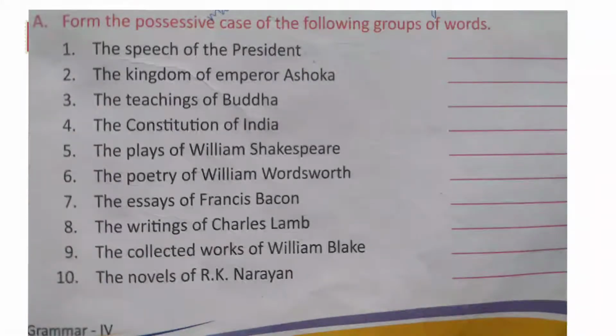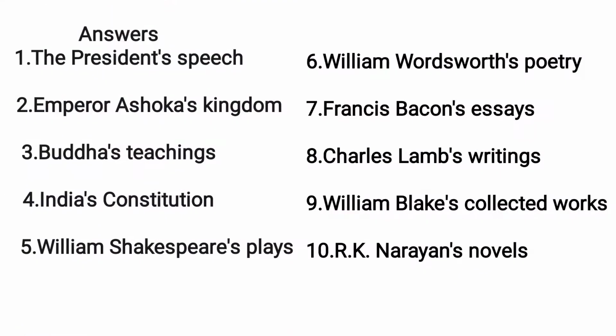Okay. Now let us see the answers. Everyone, you can note down these answers in your book. See the first one, President's speech. Speech belongs to president, so apostrophe s we have used here. Emperor Ashoka's kingdom. Kingdom belongs to Emperor Ashoka. So here also we have used apostrophe s. Buddha's teachings. Teachings belong to Buddha. So here also we have added apostrophe s to form possessive case.